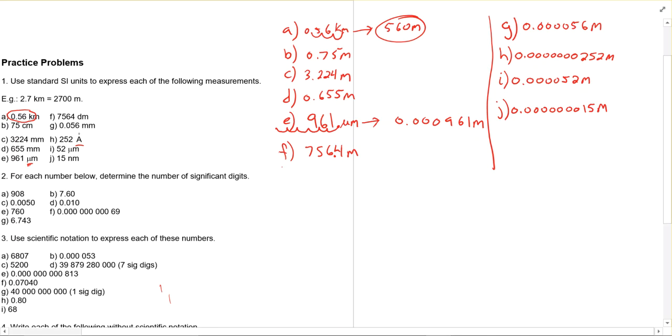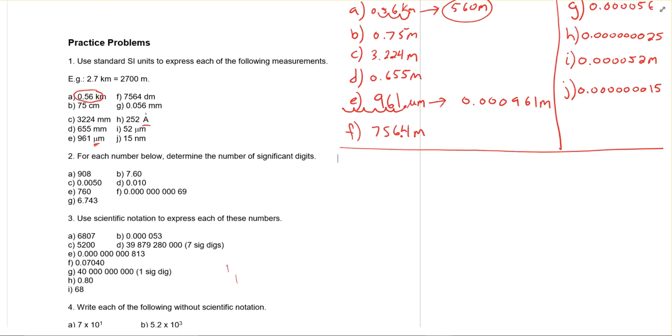Go ahead and check your answers to make sure that you've done it correctly. Number 2, get a new color pen. For each number below, determine the number of significant digits. So for A, there are 1, 2, 3. So 3 significant digits. For B, there are still 3 significant digits. The 0 is significant there. They put that there for a reason. So there's 3.